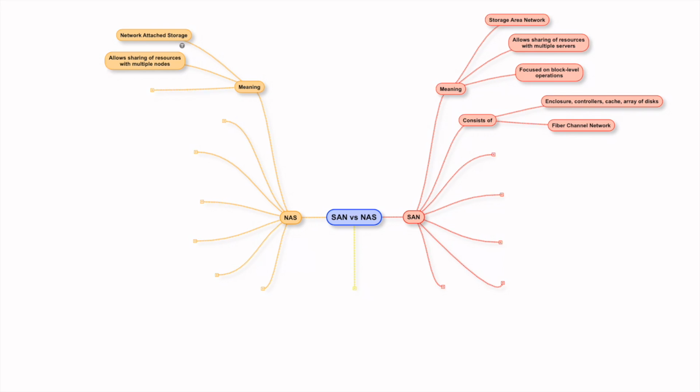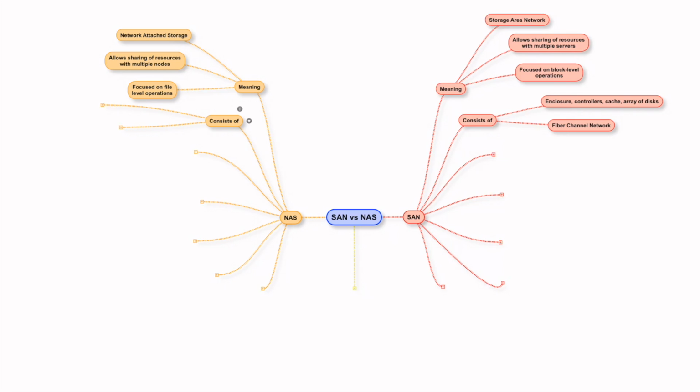NAS itself is a storage which is then attached to a network, and it allows sharing of resources with multiple nodes. I say nodes here, not servers in specific, because a NAS can connect to any endpoint. It is focused on file level operations. What it means is that you get access to the files and you perform activities on the files, unlike SAN, where you get access to the blocks stored in the device.